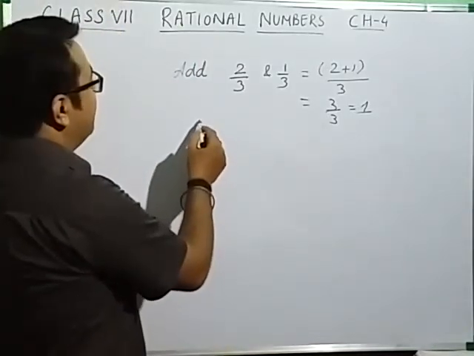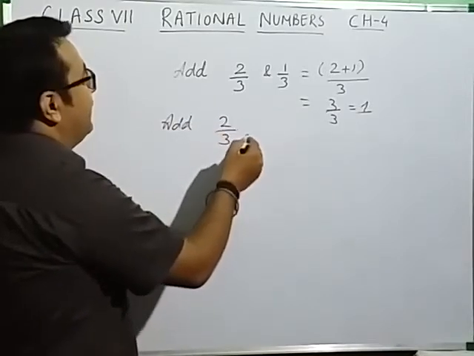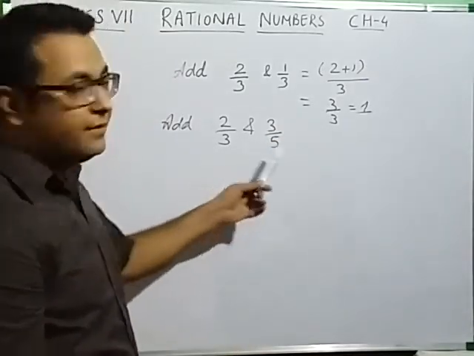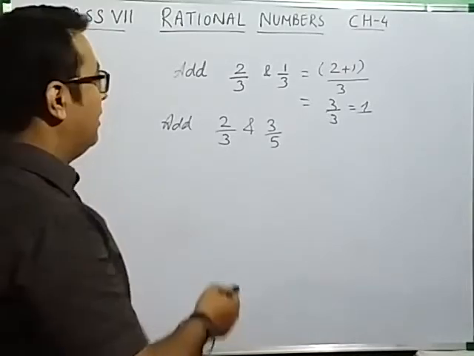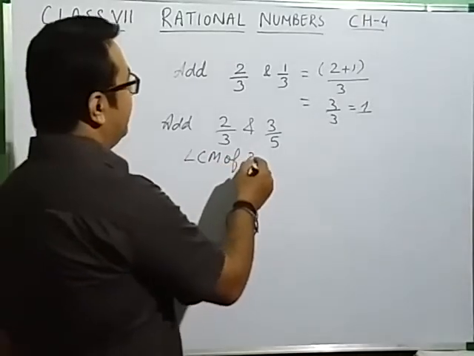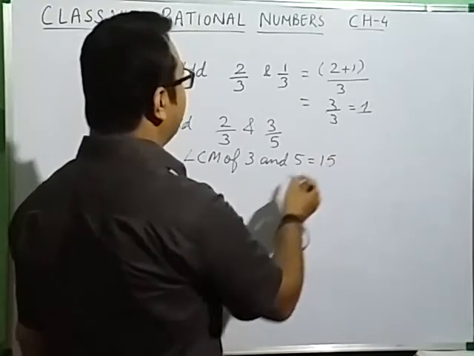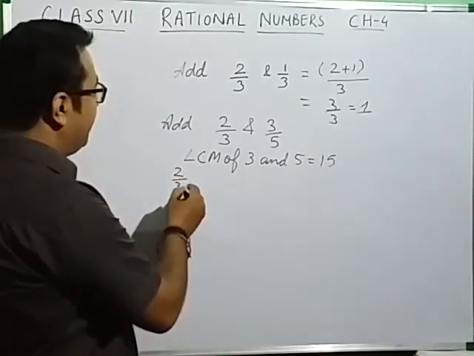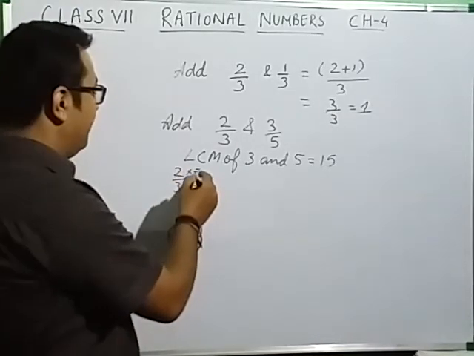Suppose the question is add 2 upon 3 and 3 upon 5. Here as you can see, the denominators are different. So we need to first make the denominators equal. How can we do that? We will take the LCM of the denominators. LCM of 3 and 5 will be 15. So we will make the denominators equal to 15. What should be multiplied by 3 to make it 15? 5. So the numerator also will be multiplied by 5.